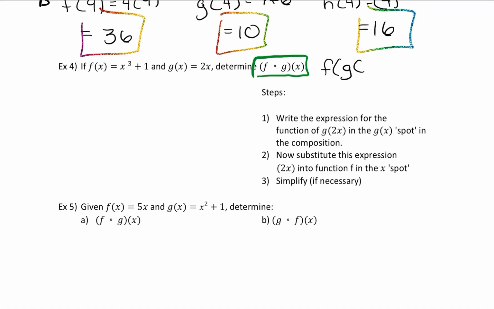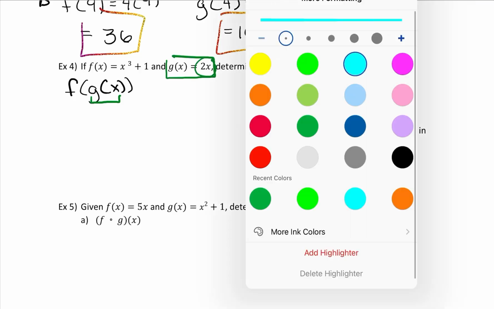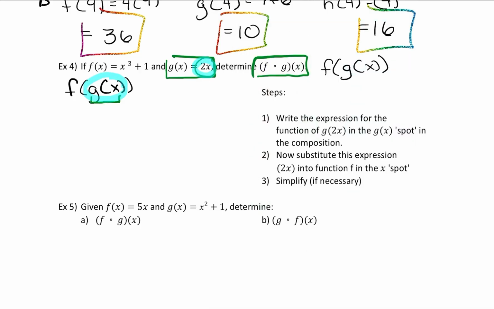I personally prefer to see it written like this because it tells me that my inner function is g of x. So if I take f of g of x, I'm going to start by plugging in my inner function. Wherever I have a g of x, I am plugging in 2x, the whole thing. So this will become f of 2x. Now I'm going to go to my f of x function, and everywhere I have an x, I'm going to plug in 2x. So instead of x cubed, it's (2x) cubed plus 1.